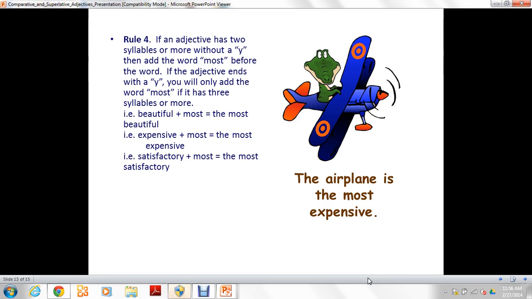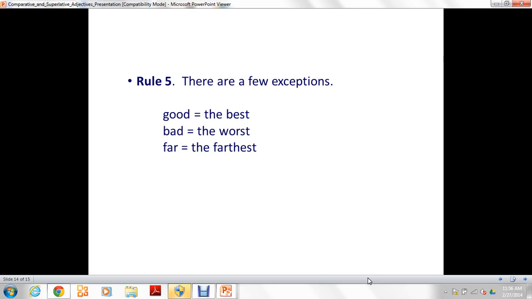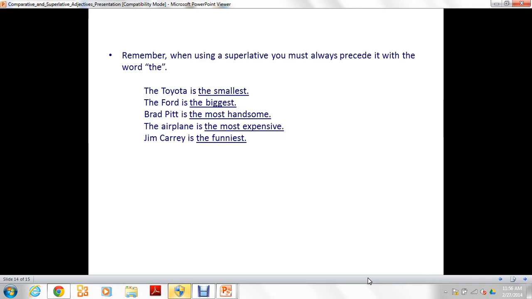Rule 4, if an adjective has 2 syllables or more without a Y, then add the word most before the word. If the adjective ends with a Y, you will only add the word most if it has 3 syllables or more, and you can see a few examples here. Rule 5, there are a few exceptions: good, the best, bad, the worst, far, the farthest.